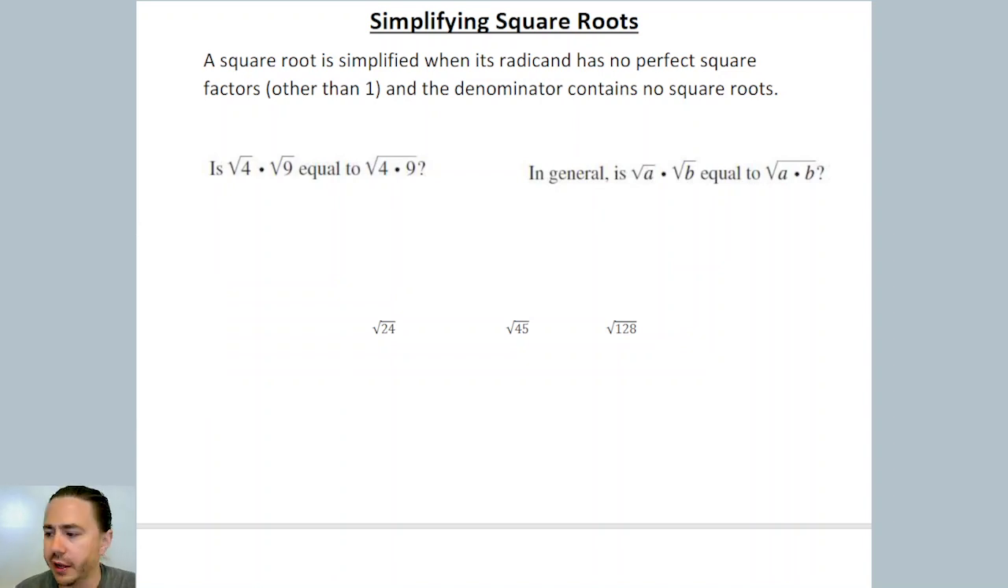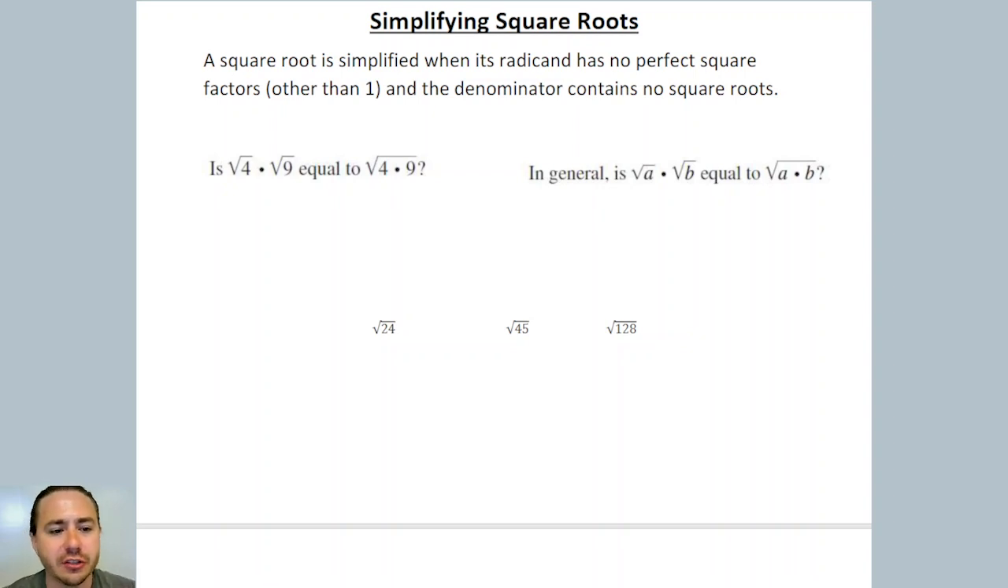This is something that comes up in geometry and algebra 2, but we're going to revisit it here. A square root is considered simplified when the number underneath the square root symbol, or what we call the radicand, has no perfect square factors other than 1, obviously, because every number has a factor of 1. Another catch is that the denominator is not allowed to have any square roots, so you have to do something to take care of that as well. But let's focus on the first half, which is that the radicand has no perfect square factors.